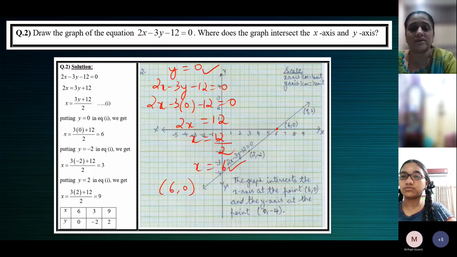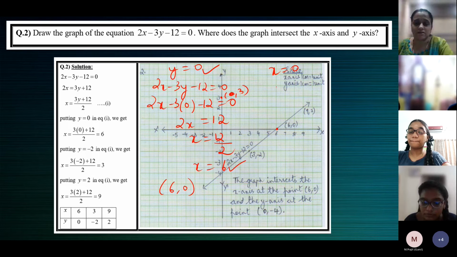For that, you'll have to take y as 0. And when we take x as 0, because we know that on the y-axis, x is always 0. On the y-axis, x is 0. Now, for example, the coordinates of this point is 0, 3. The x coordinate is 0, the y coordinate is 3. So on the y-axis, x is always 0. That is the x coordinate. The x coordinate is always 0 on the y-axis.